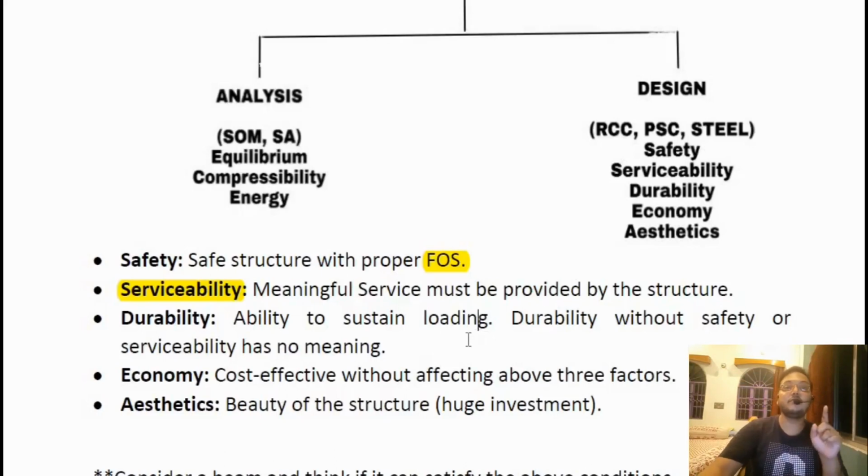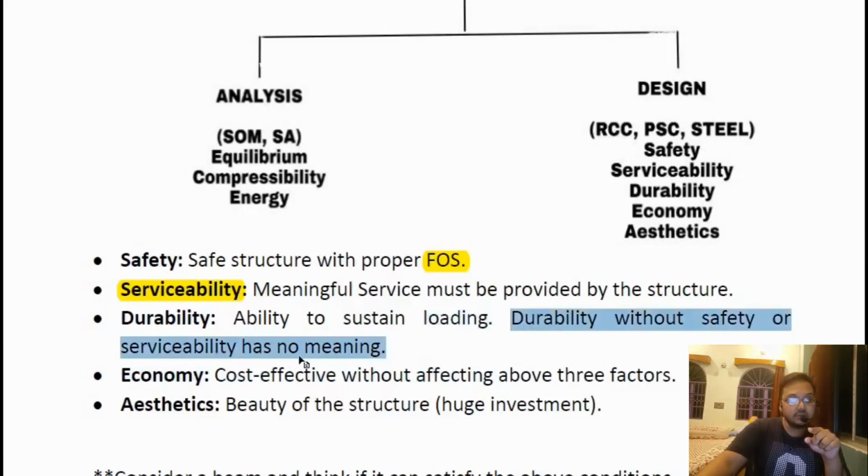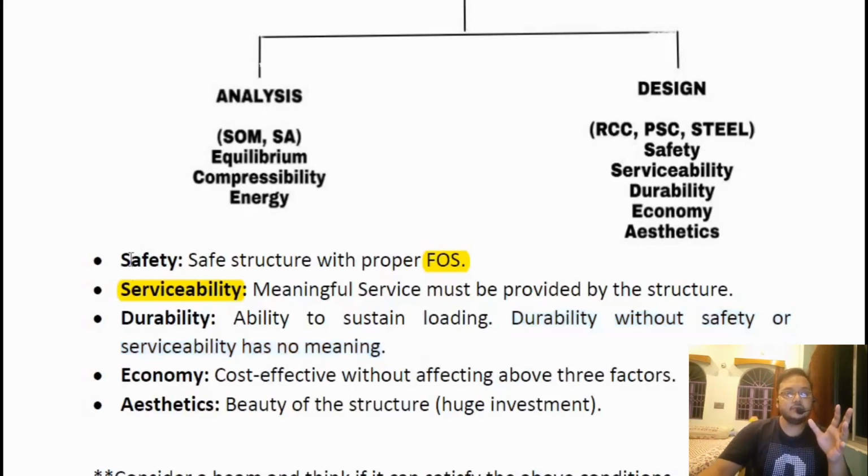So here comes the factor durability. And moving on to the second line, that is, durability without safety or serviceability has no meaning. It says that even if the structure is durable, if it has not got proper safety, that is, the proper factor of safety is not maintained, and even if it is not serviceable, then of course we have no meaning. This beam has no particular use.